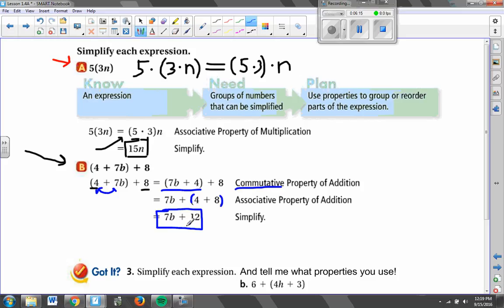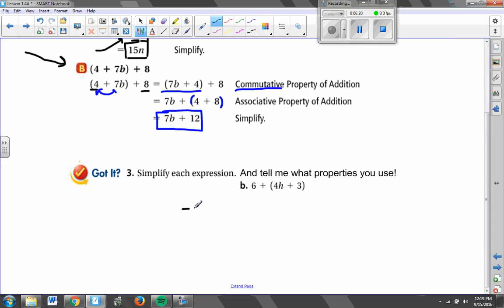Okay? Now, I would like you to try this one right here. I'd like you to try letter B, 6 plus 4h plus 3. Okay, we would like to put together the 6 and the 3, but we can't right now because they're so far apart. So you have to do two things in order to make this possible to combine the 6 and the 3. And then I'd also like you to tell me what properties you use. I'll give you a hint. They're right up there. Okay? So show me what you would simplify this down to. Tell me which properties you used, and then come back and I'll show you what we should get.